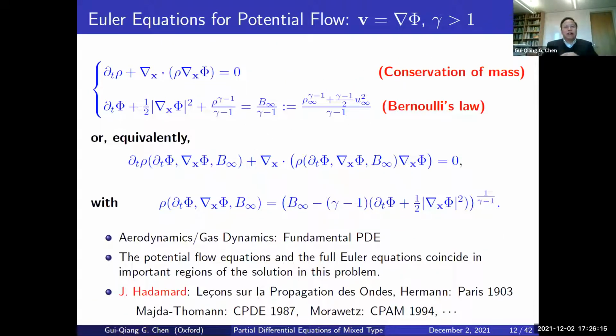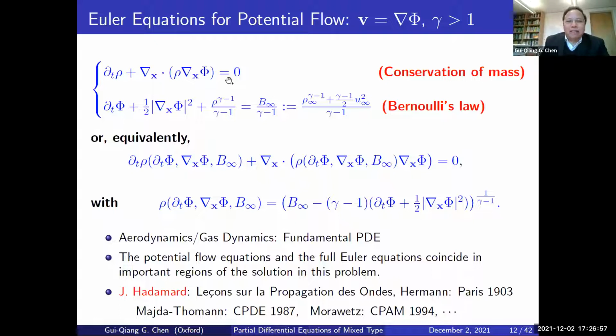Let's first focus on the Euler equations for potential flow. In the potential flow case, the velocity can be represented by a velocity potential phi. The first equation is conservation of mass, with the density. The second equation is the Bernoulli law. So this system consists of two equations. The first is more or less a transport equation if you know the velocity potential phi. The second, if you know the density, is a Hamilton-Jacobi equation. So the potential flow equations are very beautiful: a coupling between a transport equation and a Hamilton-Jacobi equation.